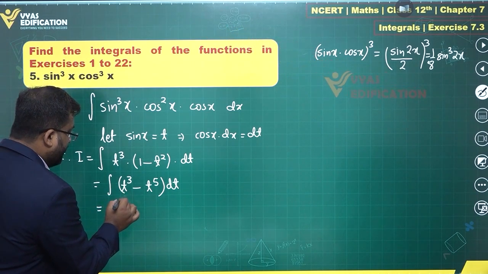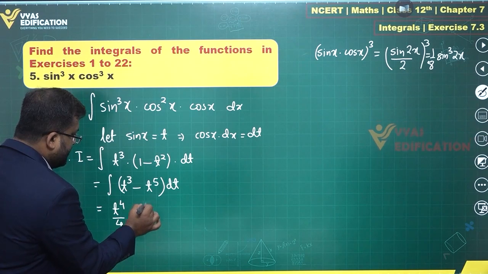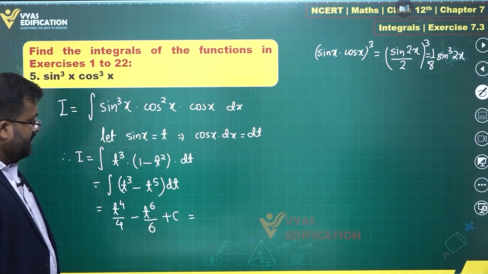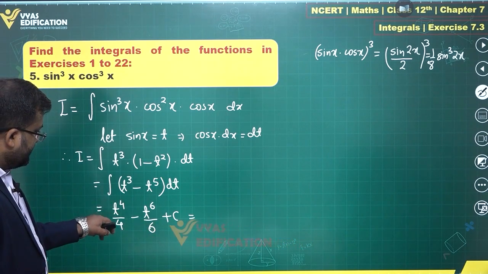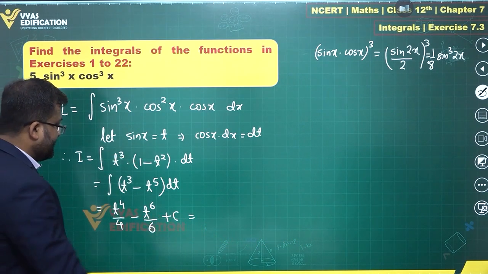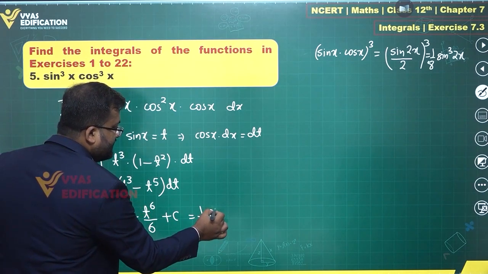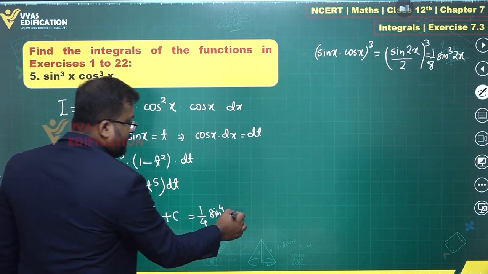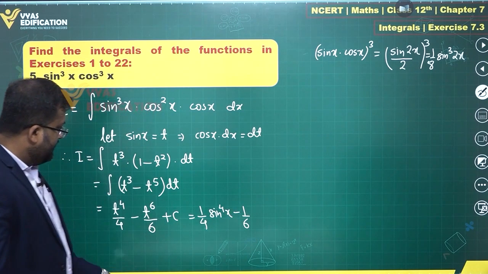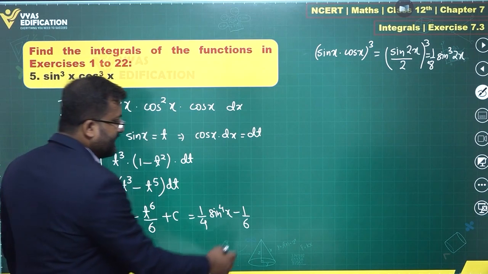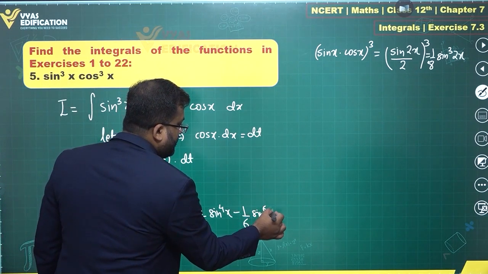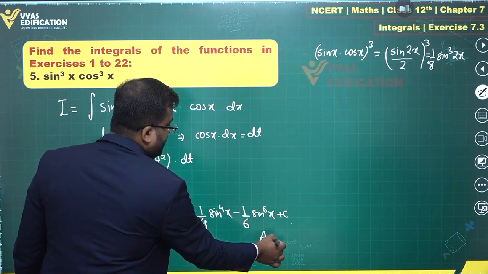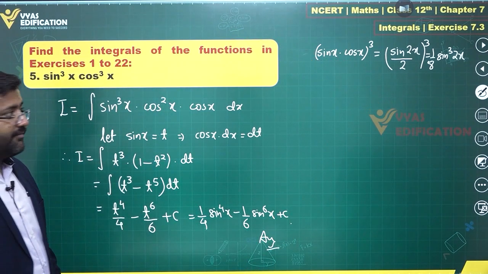This integral will be t power 4 upon 4 minus t power 6 upon 6 plus constant of integration. Now this t is actually sin x. So this is 1 by 4 sin power 4 x minus 1 by 6 sin power 6 x, plus a constant of integration. This is what I get, and that is my required answer for this question.